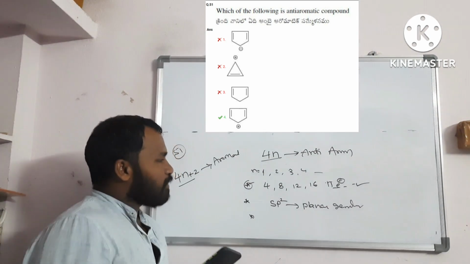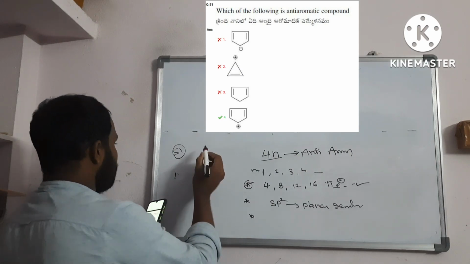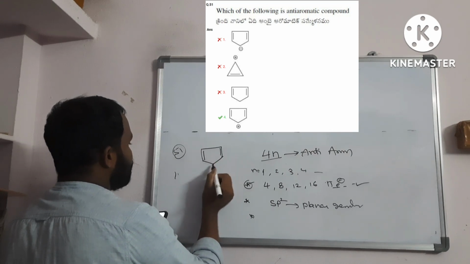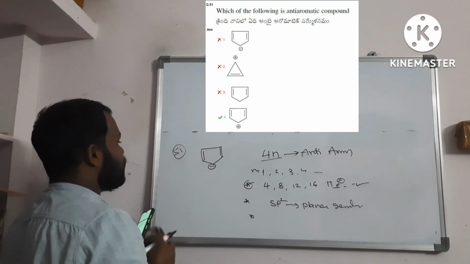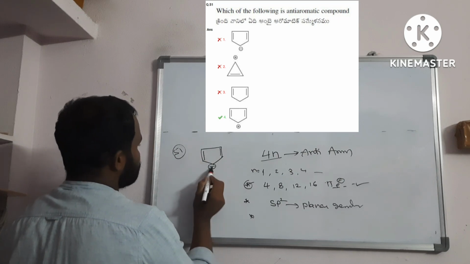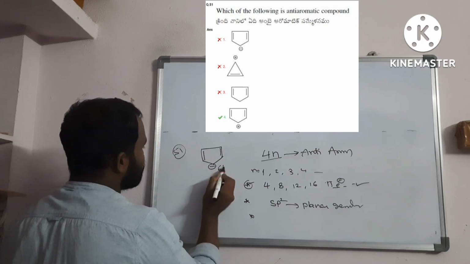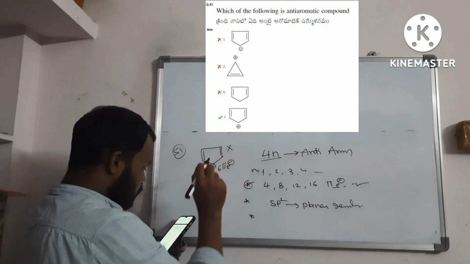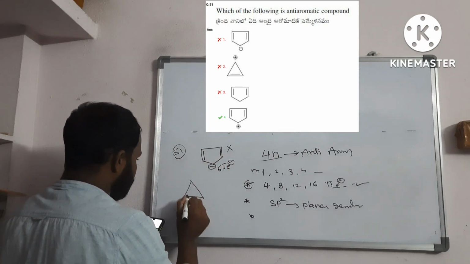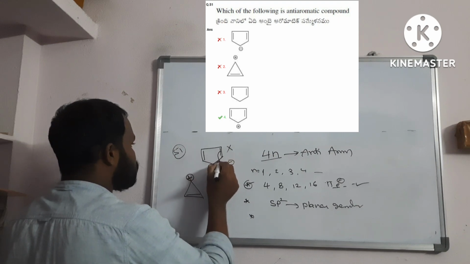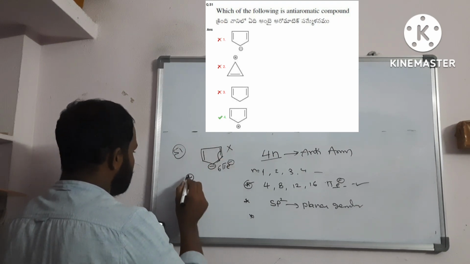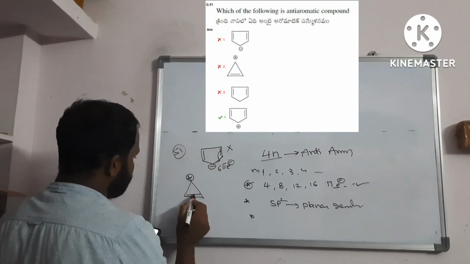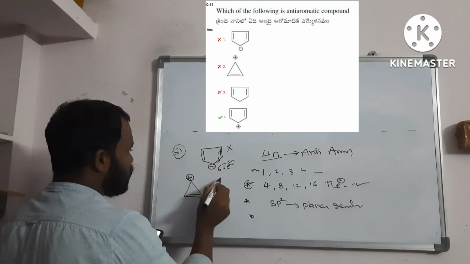Now if I observe the options, option 1 is the cyclopentadienyl anion. The negative charge means 2 electrons, so in total there are 6 pi electrons. Hence it is aromatic, not anti-aromatic, but the question asks for anti-aromatic. In the second one, resonance should also be there. Continuity is not missing, resonance is there, and it is all planar. It has 2 pi electrons, so this is also aromatic.